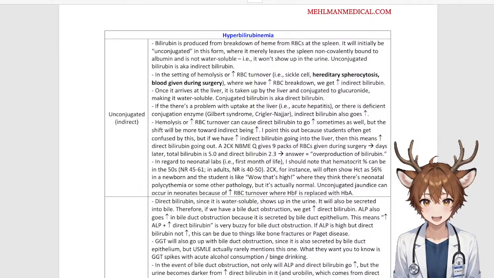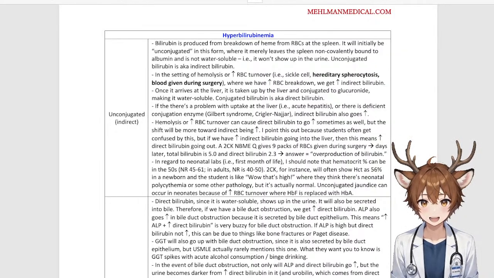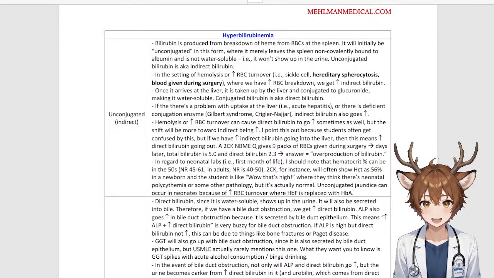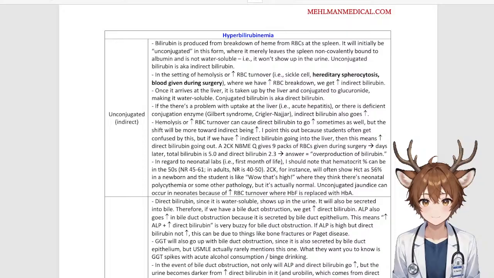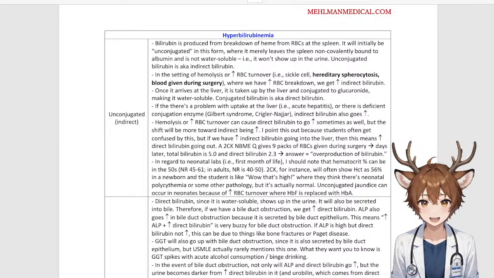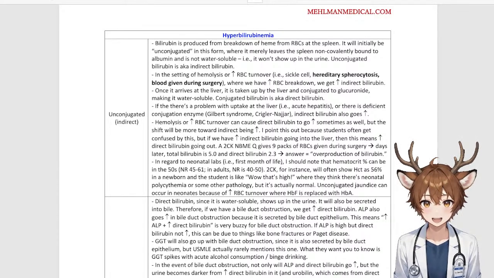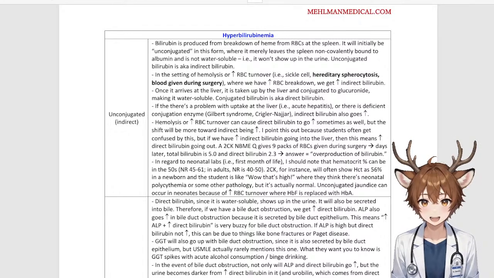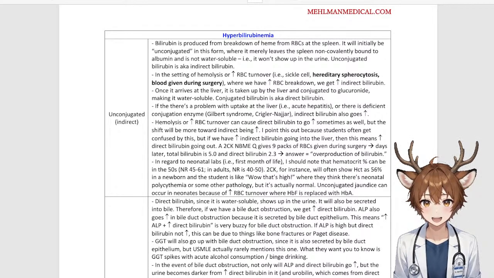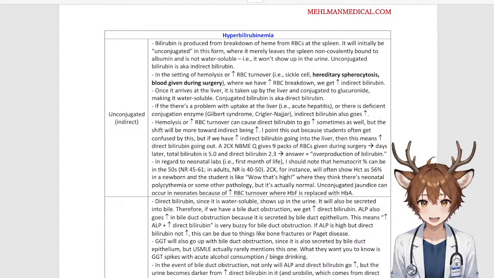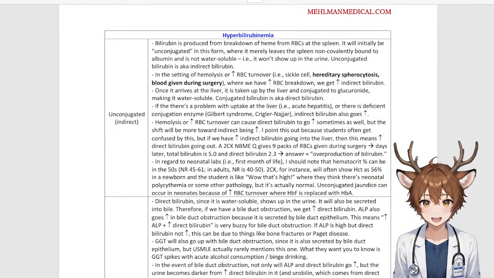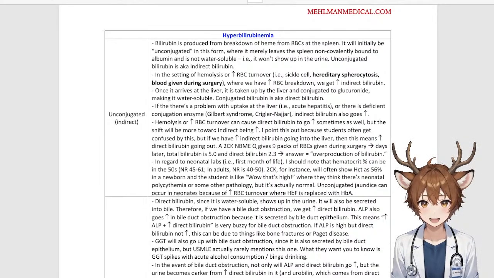In regard to neonatal labs, first month of life, I should note that hematocrit percent can be in the 50s. Normal range would be 45 to 61. In adults, normal range is 40 to 50. In 2CK, for instance, it will often show hematocrit as 56% in a newborn, and the student is like, wow, that's high. They think there's neonatal polycythemia or some other pathology, but it's actually normal.